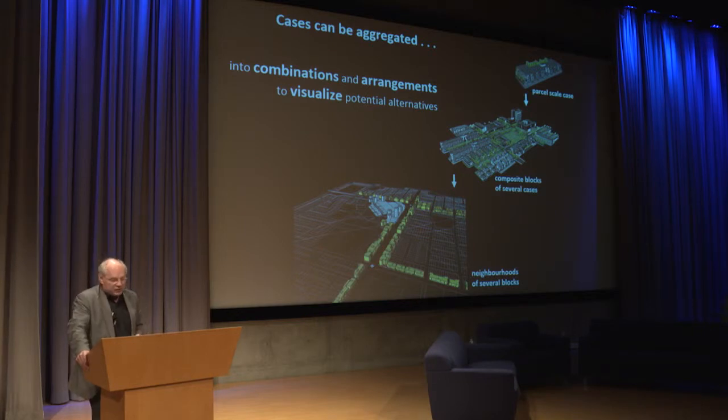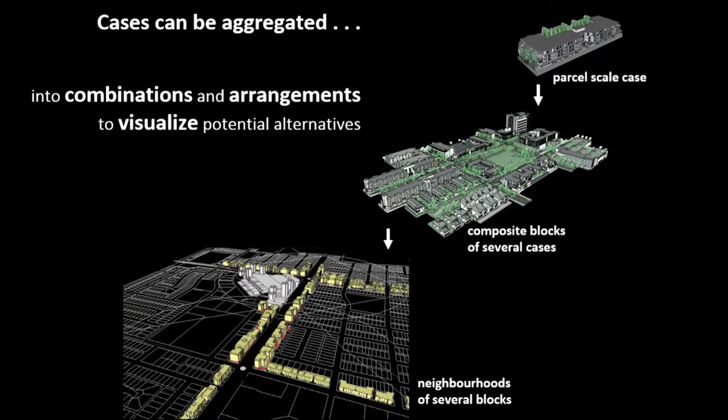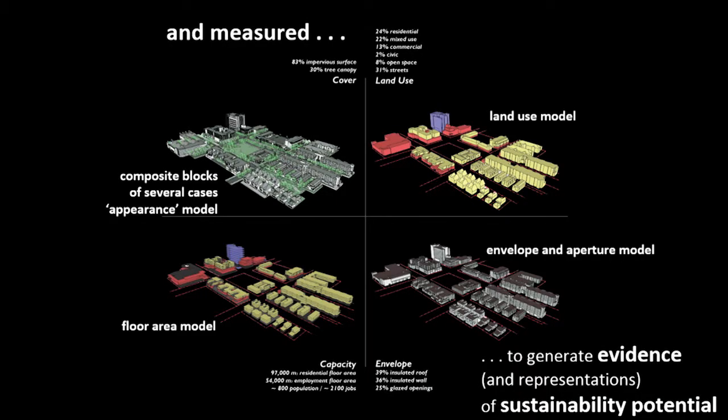And so you could look at this neighborhood scale one. These are all cases from different places brought together into that illustration in the middle. And then you can drop them into real neighborhoods and show what might happen if you populated a corridor plan with a certain building type. Because there's quantitative data associated with these, it also allows you to interrogate the picture with an understanding of things that might help you measure things, whether it's land use or cover or floor area or envelope and aperture, to create the beginning of the evidence of the sustainability potential.